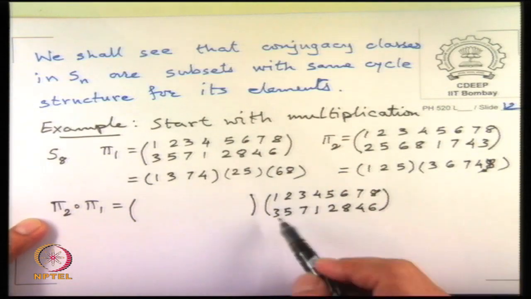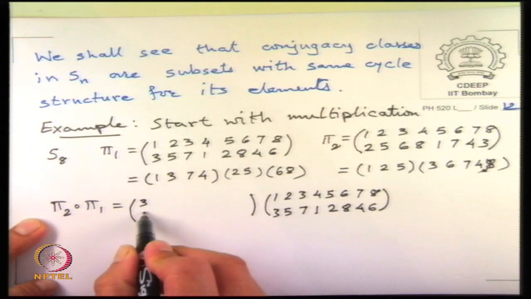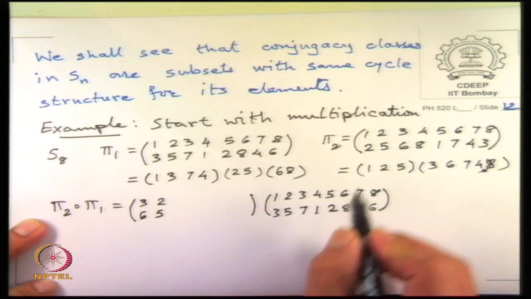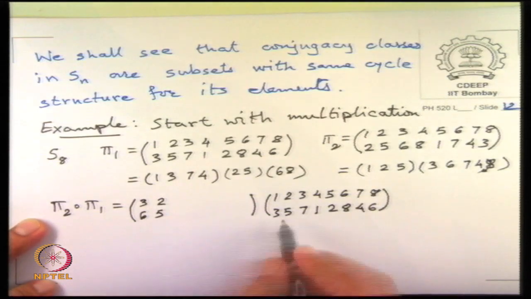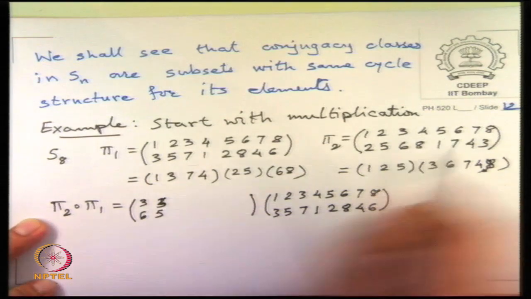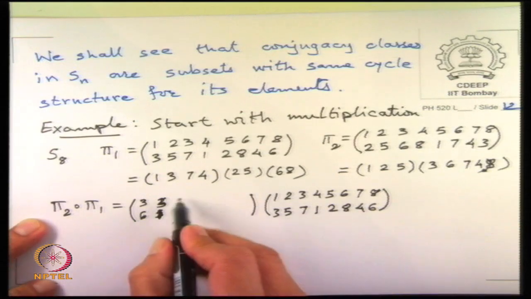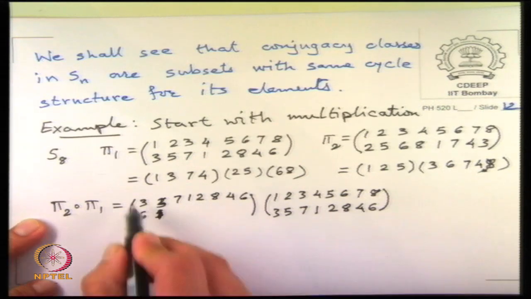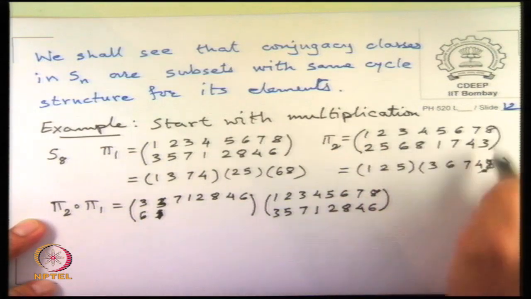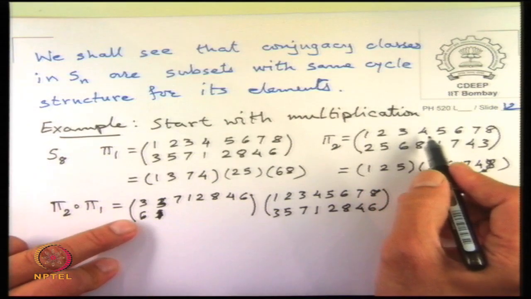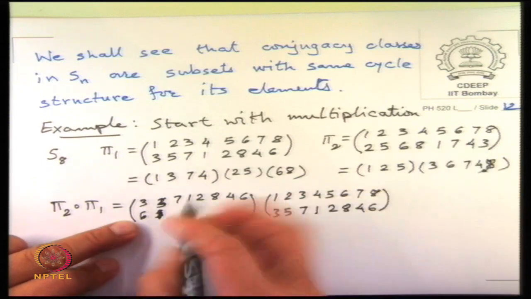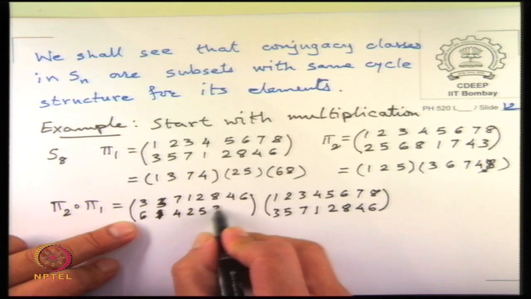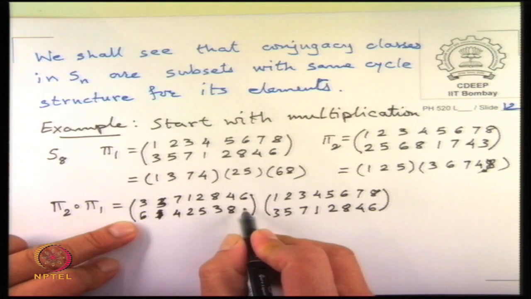So I need 3 first, 3 has 6 below it, then I need 2, 2 has 5 below it, then I have, sorry, 3 5, so 5 has 1. Let me write it out here: 1 2 8 4 6. Okay, so I write this row exactly over here and then here I pick the corresponding columns. So 3 goes to 6, 5 goes to 1, 7 goes to 4, 1 goes to 2, 2 goes to 5, 8 goes to 3, 4 goes to 8 and 6 goes to 7, right?